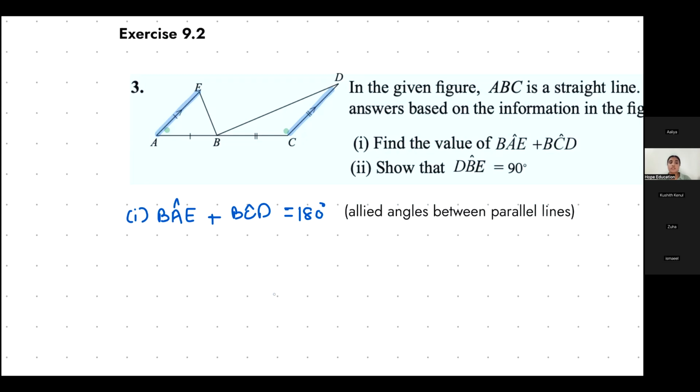Then they're asking us to show that DBE is 90 degrees. So DBE is this, and we have to show that it is 90 degrees. Okay. So how do we do this? This is quite interesting.